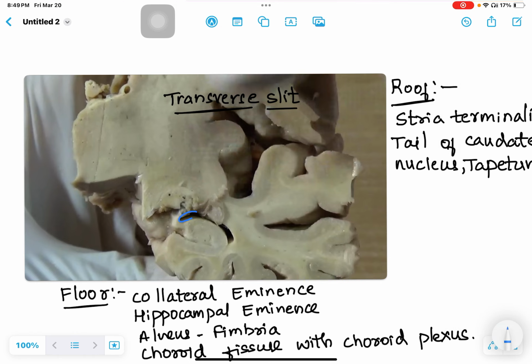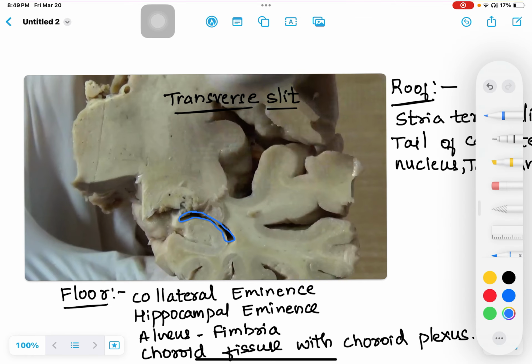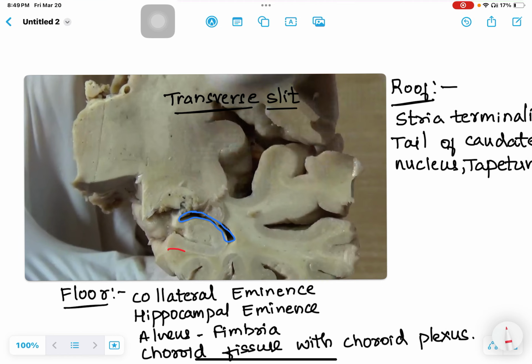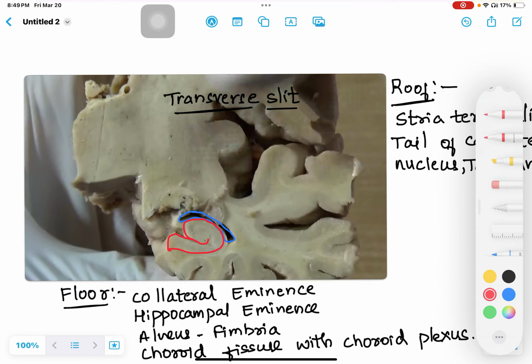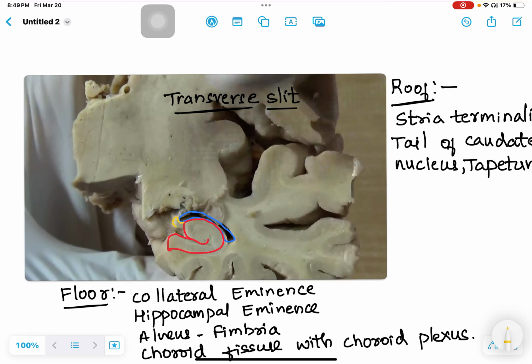It is just slit like. So this is the slit of the inferior horn, and you can see here the position of various structures. This is the hippocampus, and from the hippocampus a small set of white fibers called the alveus begin, and this alveus actually forms the fimbriae here.